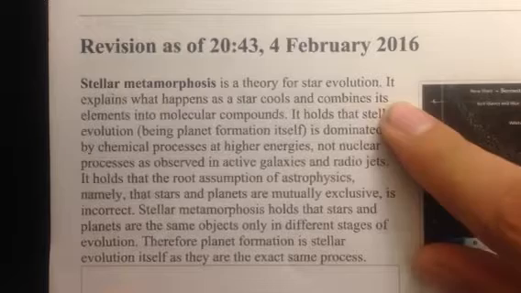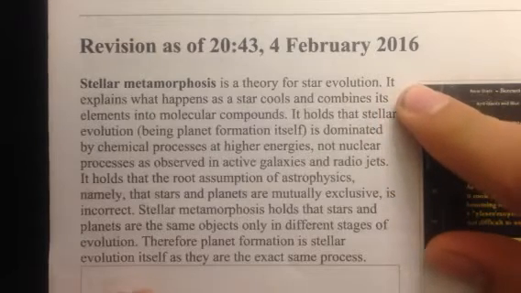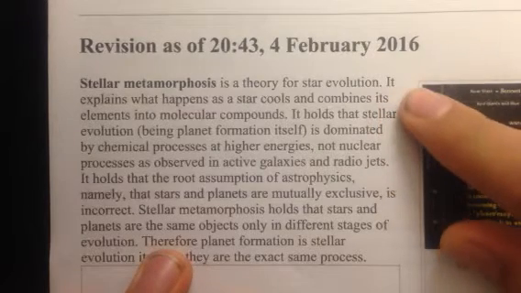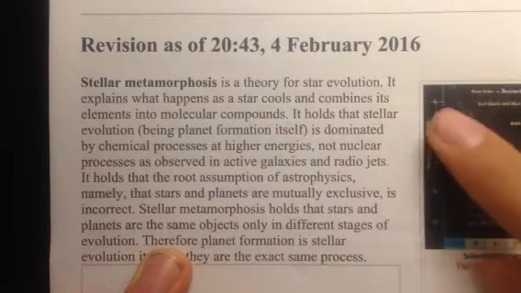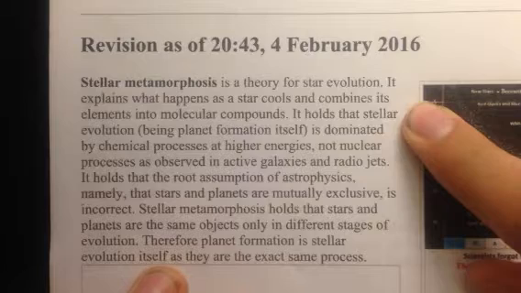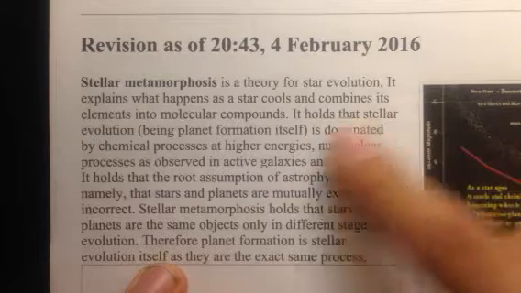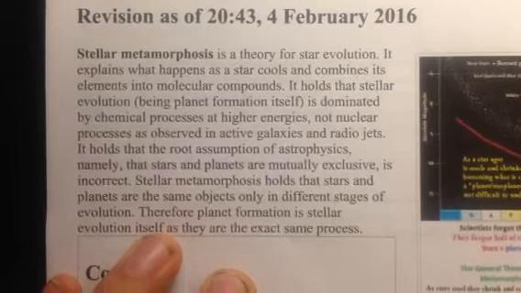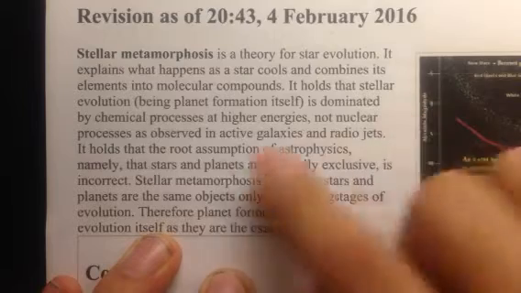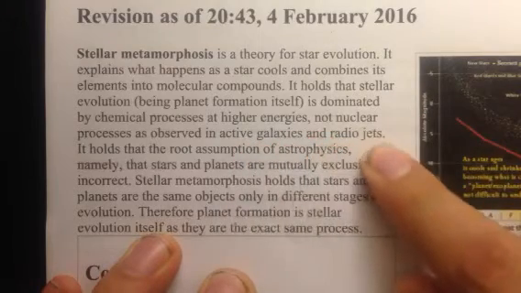Stellar metamorphosis is a theory for star evolution. It explains what happens as a star cools and combines its elements into molecular compounds. It holds that stellar evolution, being planet formation itself, is dominated by chemical processes at higher energies, not nuclear processes, as observed in active galaxies and radio jets.